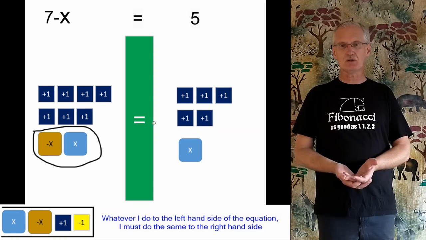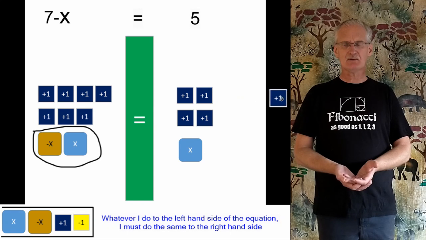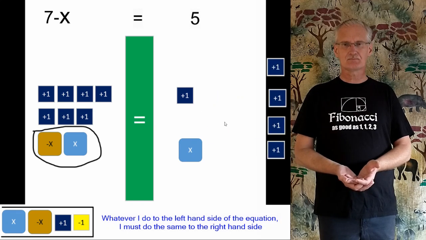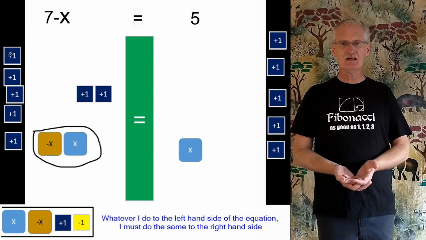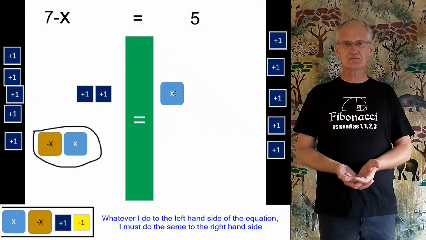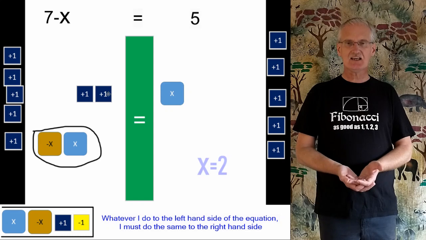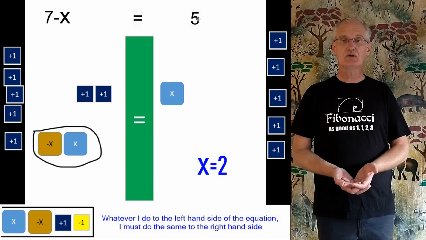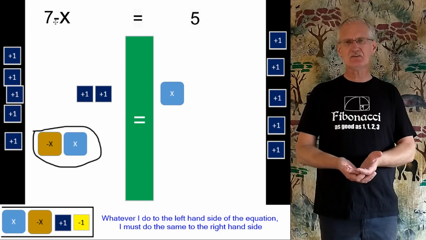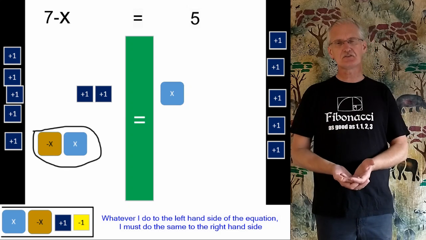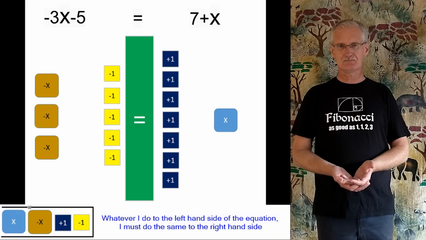So I've got 5 on the one-hand side. Let's get rid of 5 counters. Let's remove them. Do the same to the left-hand side. Take 5 off. And what am I left with? Well, let's move it up. X equals 2. 7 minus 2 is 5. It's clear enough. But the concept, even with negative x, the principle still works.